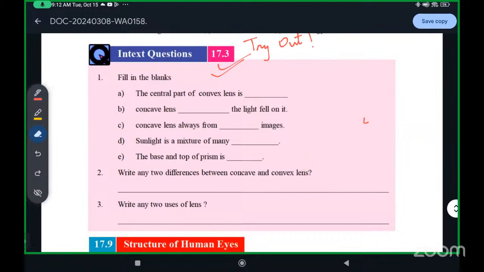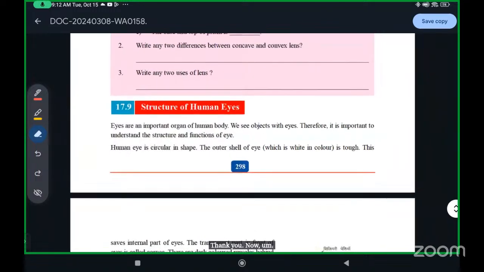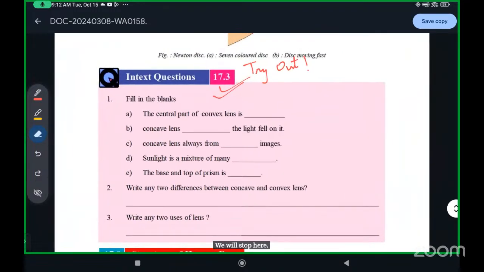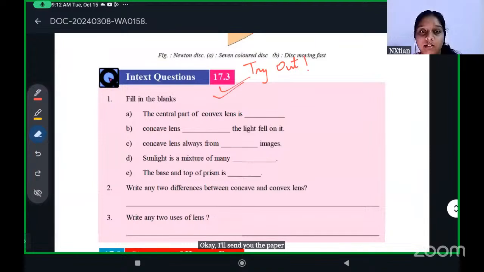Okay. Now we will stop here. I'll send you the paper at 3 p.m. today. Just go through the book questions as well, the in-text questions.